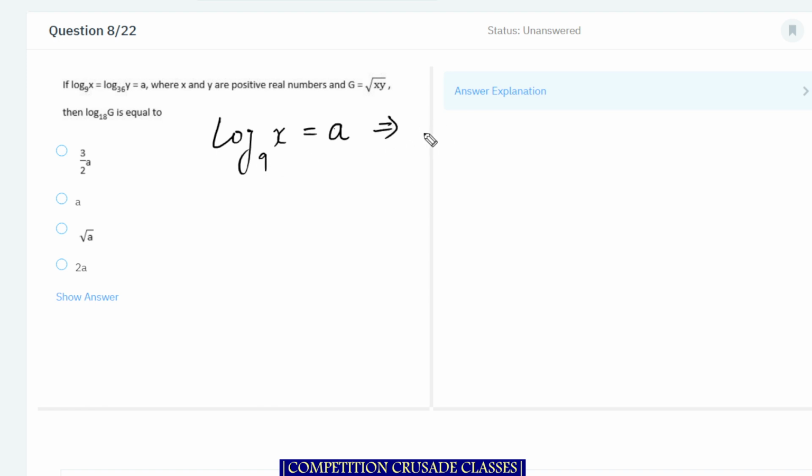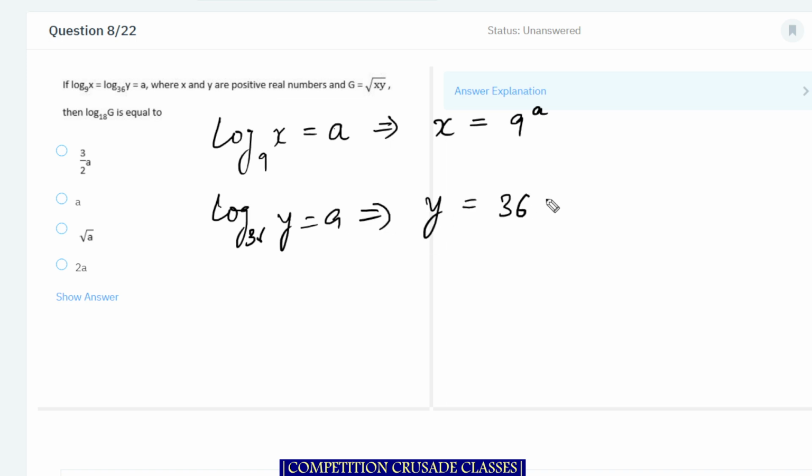I can transpose log to the RHS, that will leave x as it is, so x is going to be 9 raised to the power a. Similarly, for the next part, I can write y is equal to 36 raised to the power a. Now if you pay attention, both 9 and 36 are perfect squares, 3 to the 2a and 6 to the 2a, correct? x and y can be directly multiplied because the exponents are equal, giving 18 raised to the power 2a.